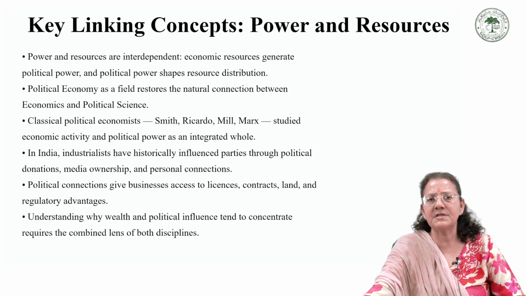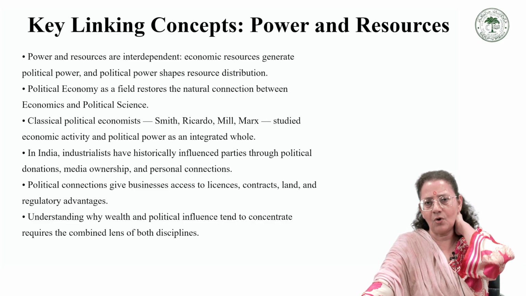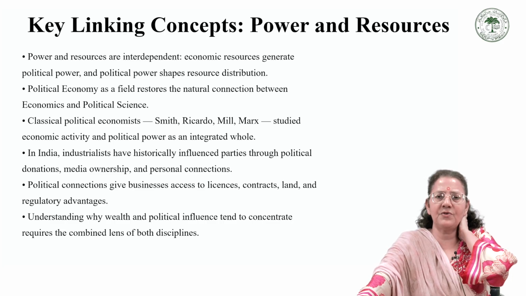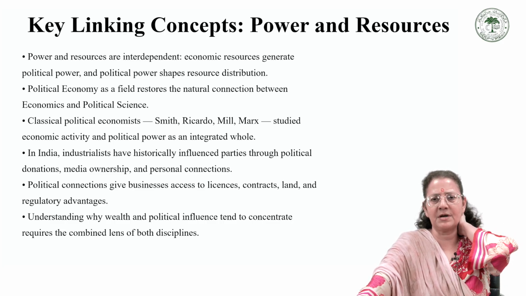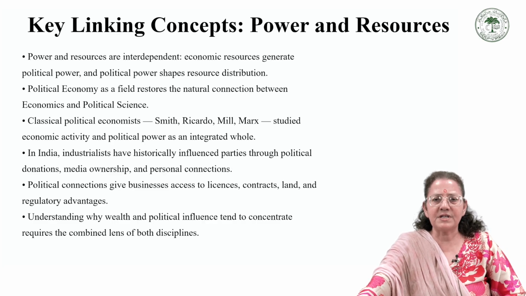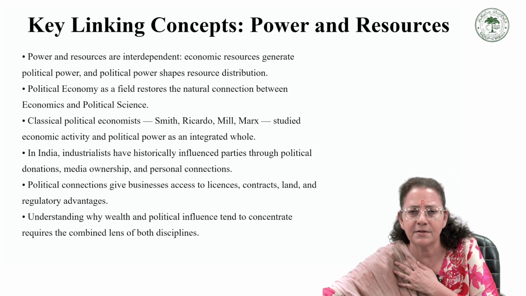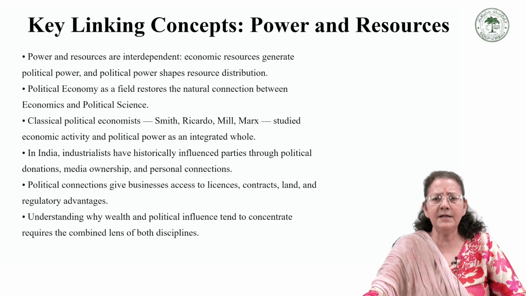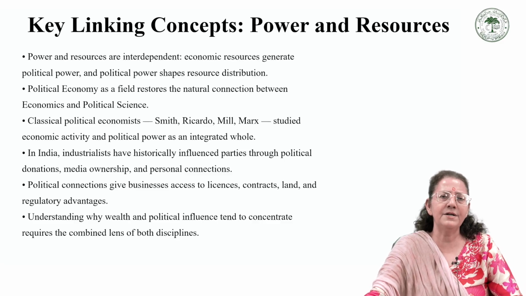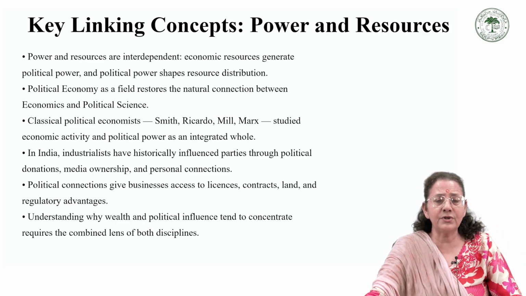Political economy as a field has a long history. Classical political economists like Adam Smith, David Ricardo, John Stuart Mill, and Karl Marx all studied the relationship between economic activity and political power without drawing a sharp distinction between the two disciplines. The artificial separation of economics and political science into distinct academic disciplines occurred mainly in the late 19th and early 20th century. Political economy as an interdisciplinary field represents an attempt to restore their natural connection.